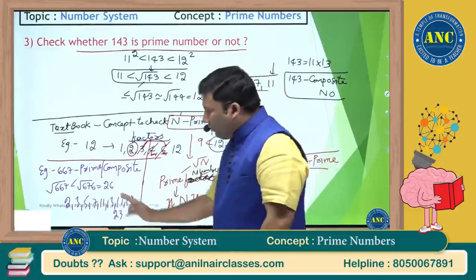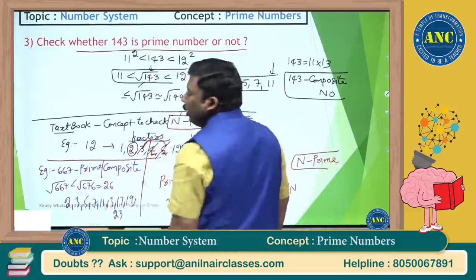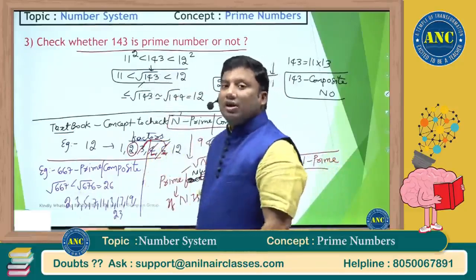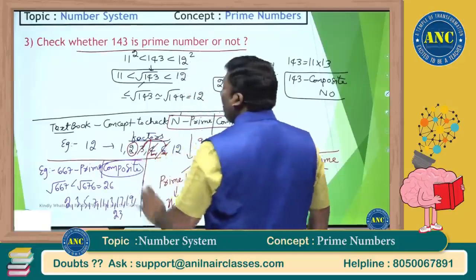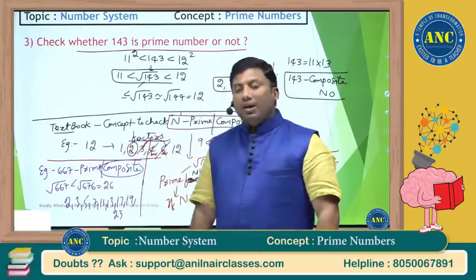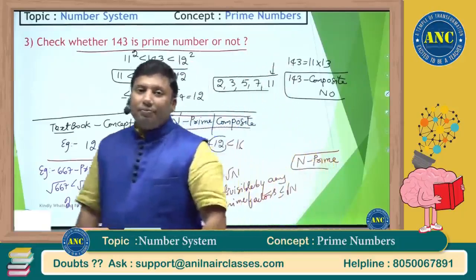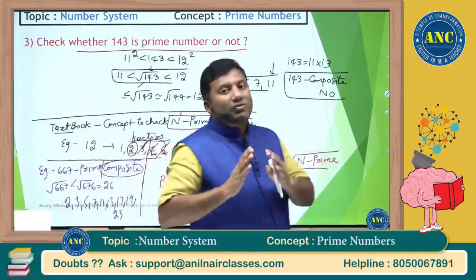A reverse will come. 667: 23 2s are 46, 23 9s are 207. Therefore, the number is a composite number. I hope the idea is very clear.